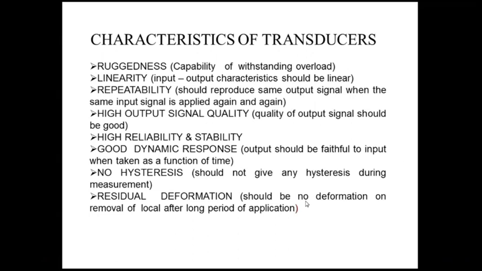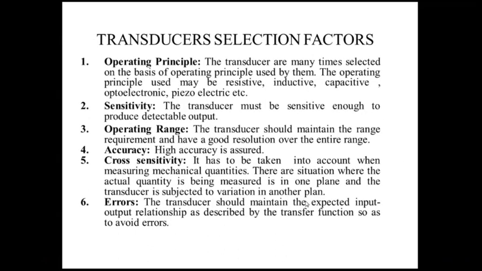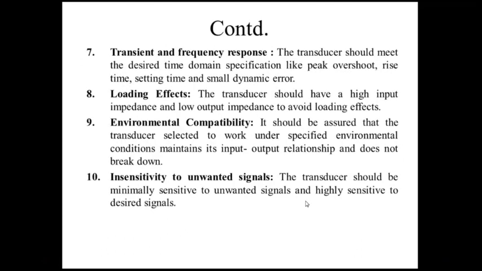Now the next one is how to select transducers, because there are a number of transducers out there. Depending upon our application, we have to choose the transducer. The first one is the operating principle. We are electrical oriented, so we will concentrate more on electrical quantities such as resistive, inductive, capacitive, optoelectric, piezoelectric, etc. The second one is sensitivity, which should be enough to produce a detectable output. Then operating range: you have to check the range of operation. Then accuracy, which is very important for transducers. Sensitivity means measuring the accurate value. And error: to avoid the error, describe the transfer functions. Next, transients and frequency response, loading effects, environmental compatibility, and insensitivity to unwanted signals.